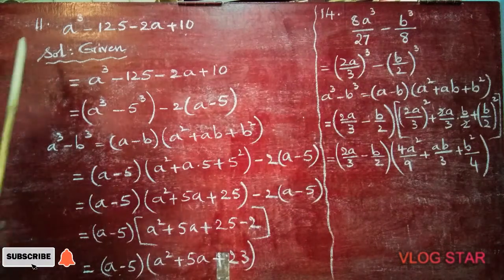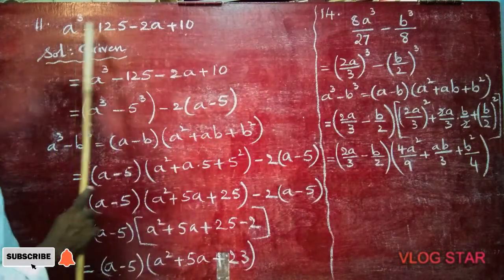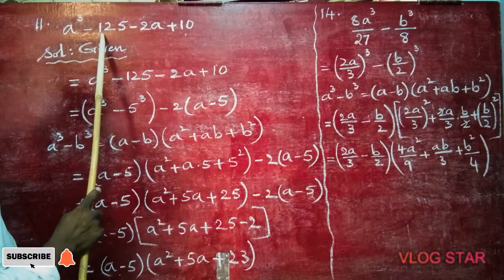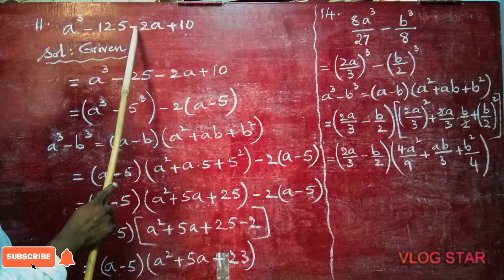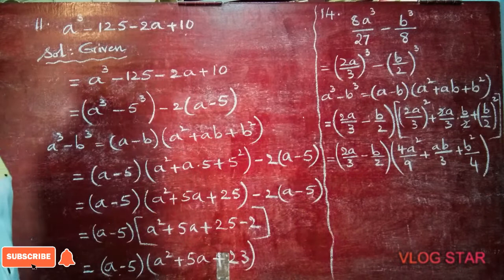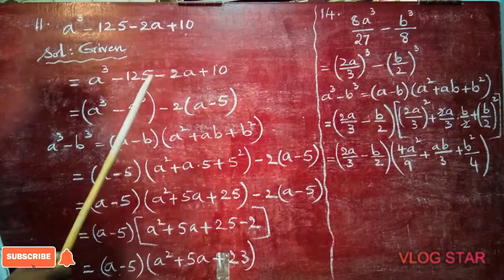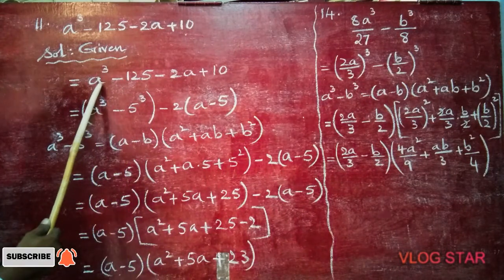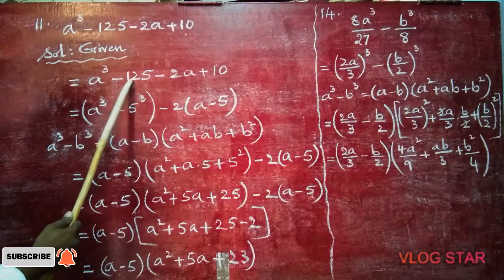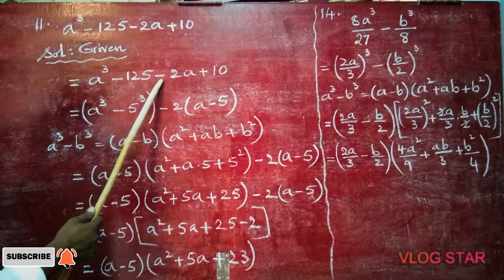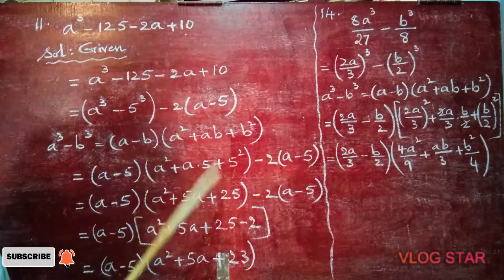Hi students, now 11th problem. a cube minus 125 minus 2a plus 10. They told to factorize. Solution given. a cube minus 125 minus 2a plus 10.